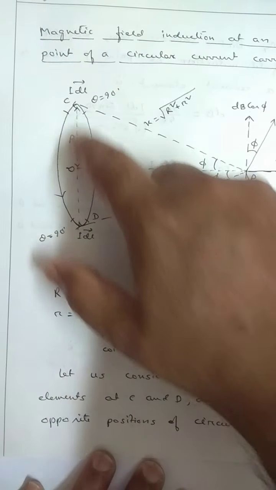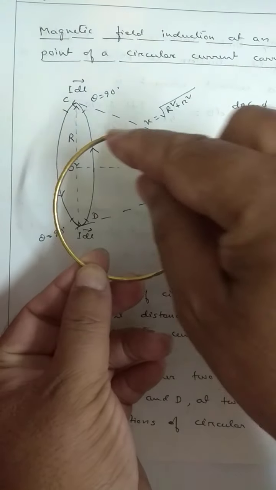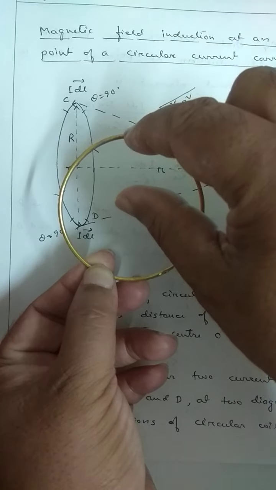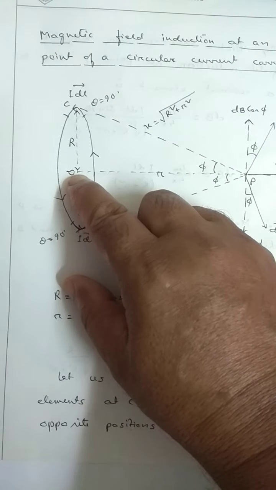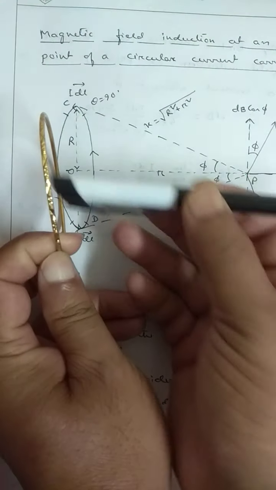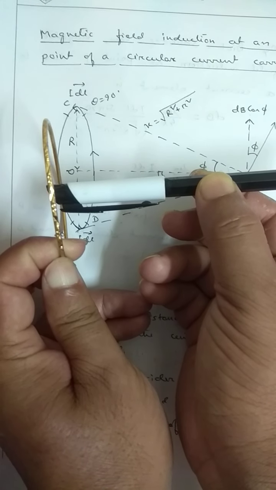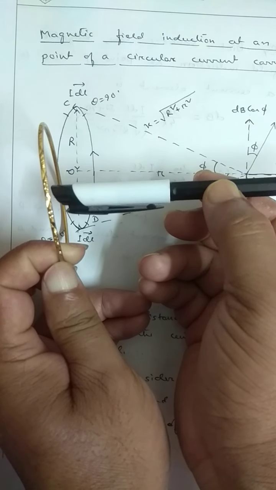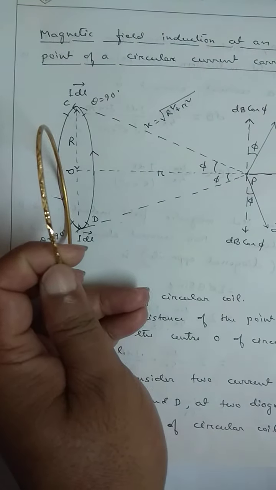What is capital R? Capital R is the radius of the circular coil. This is the diameter, and half of the diameter is the radius, capital R. So this is the center of the circle, this is the circular coil, and this is the axial point where we want to find the magnetic field induction. This point P is at a distance small r from the center of the circular coil.